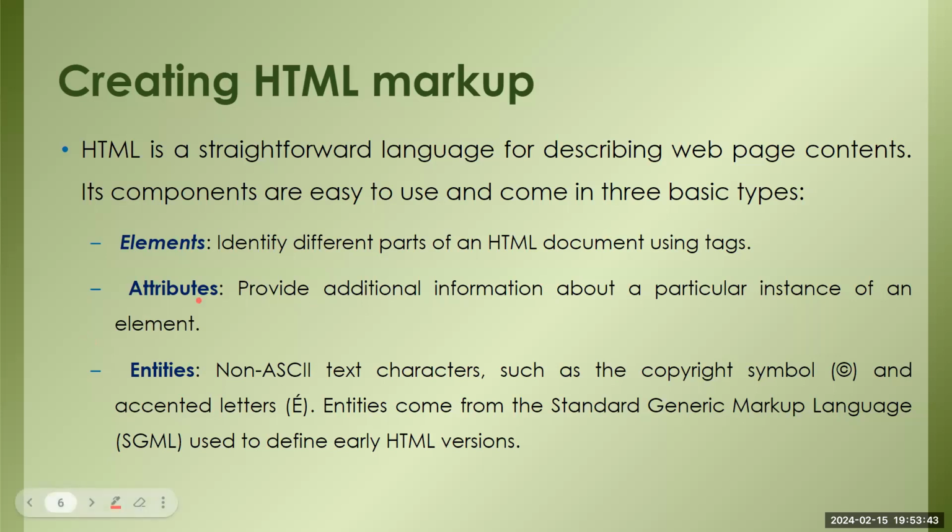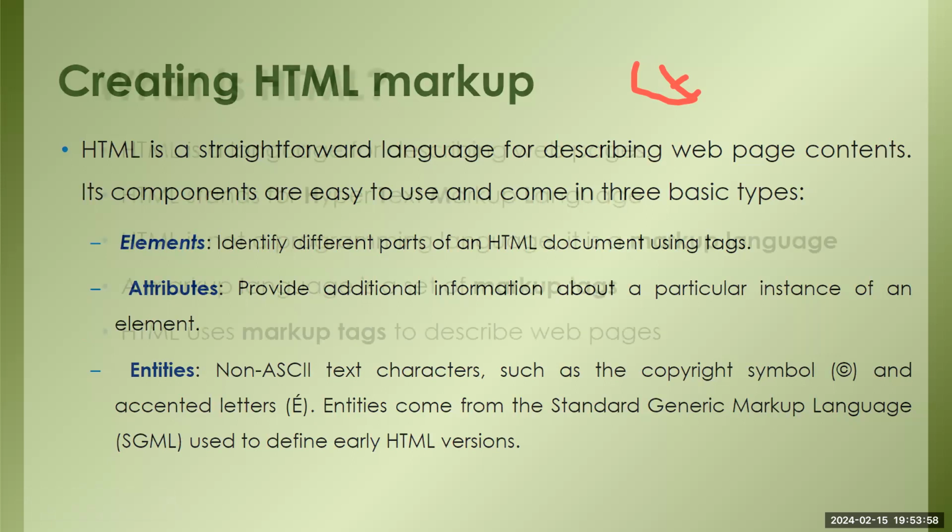Then attributes. Let's say here you have to put a table. Then for the table, you have to set its height and width. Otherwise, you have to put an image, and the image also needs a height and width. All of that describing an image or whatever element, we call attributes. They provide additional information about the particular instance of an element. This element, if we add something more to describe it in more detail, we call those attributes.